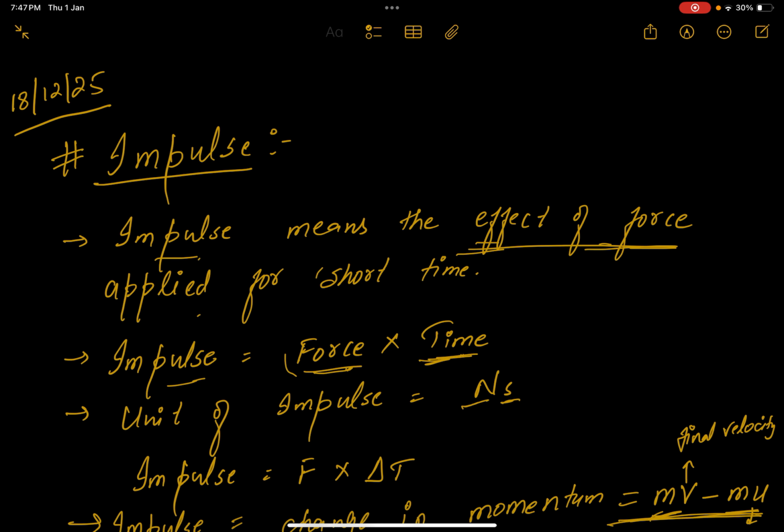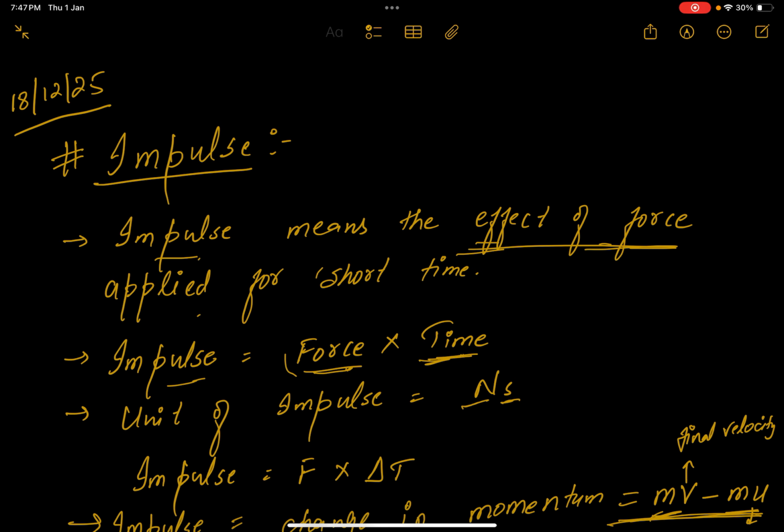Okay, so students, today we are going to start our next topic, that is impulse, and we will go through it. First, think about this situation. Suppose a fast cricket ball is coming towards you. If you catch it with hard hands, it hurts a lot.